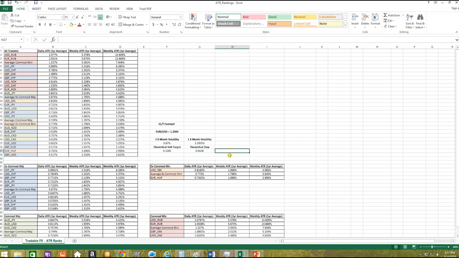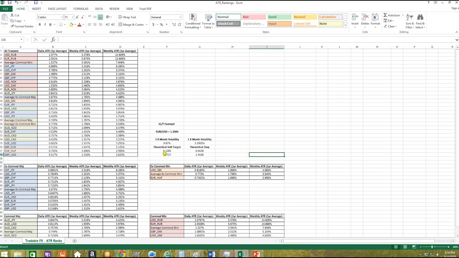So when we work out our soft target, we simply minus this number off if we're going short, and this presents us with our theoretical soft target, and we add this on to 1.3, and we get our theoretical stop loss.